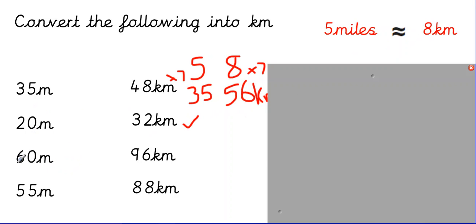60 miles. You would work out, what do you do to 5 to get 60? Well, you multiply it by 12. Then you would multiply 8 by 12, which is 96. And your last one, what do you do to 5 to get 55? You multiply it by 11. So you would do the same to 8. So 8 times 11 is 88.